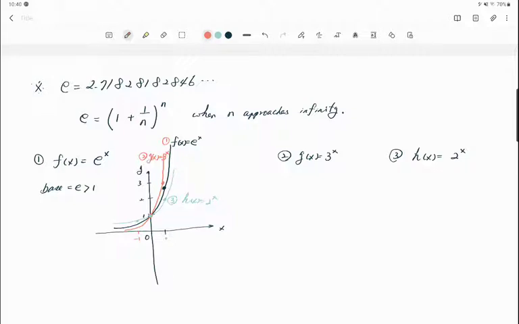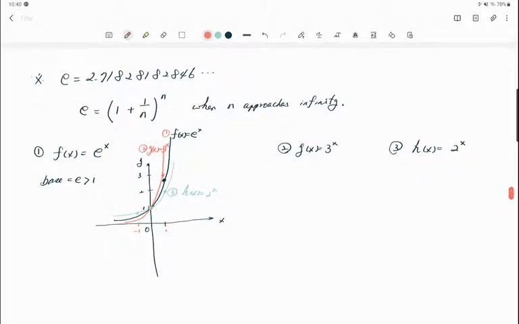All right, look at this. As the base gets greater, the graph gets narrower.